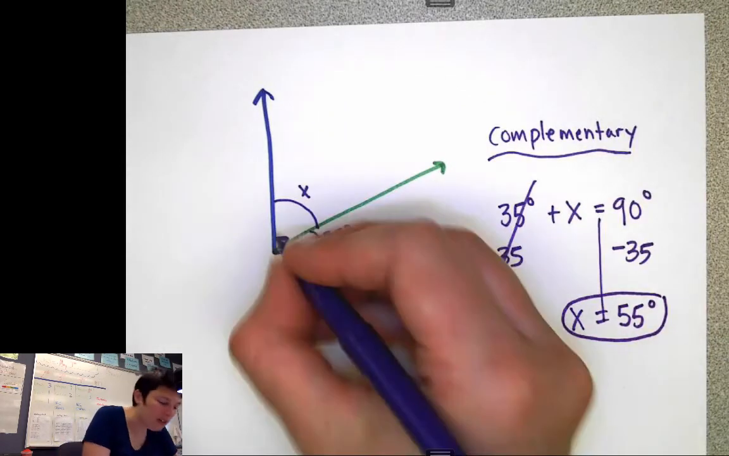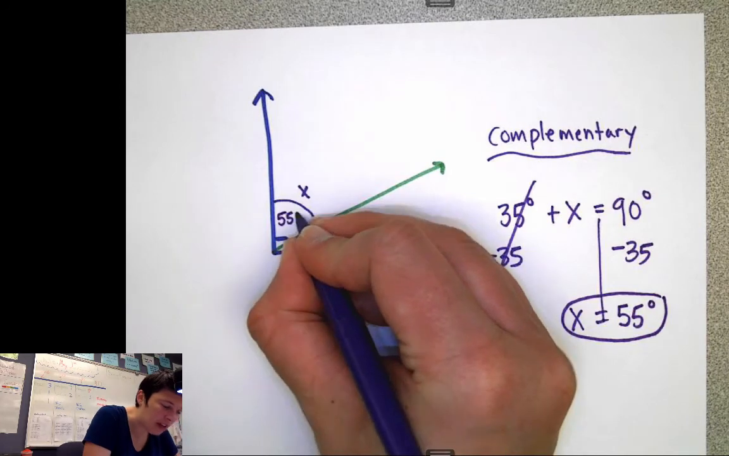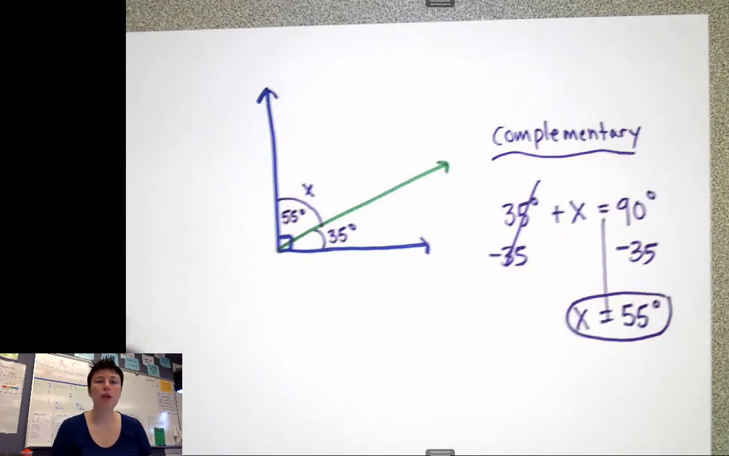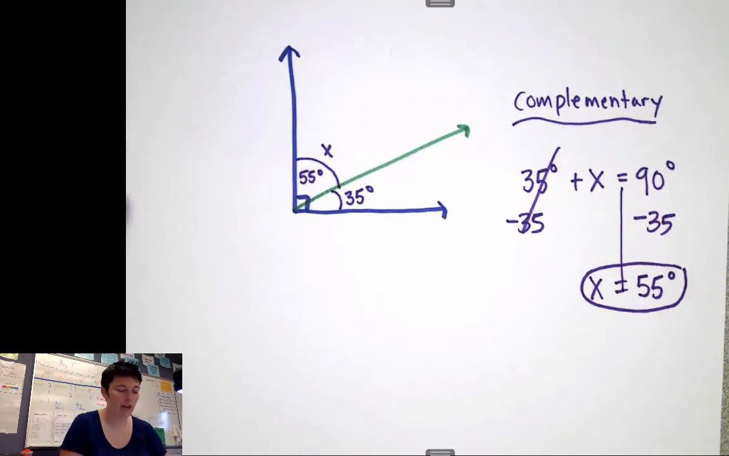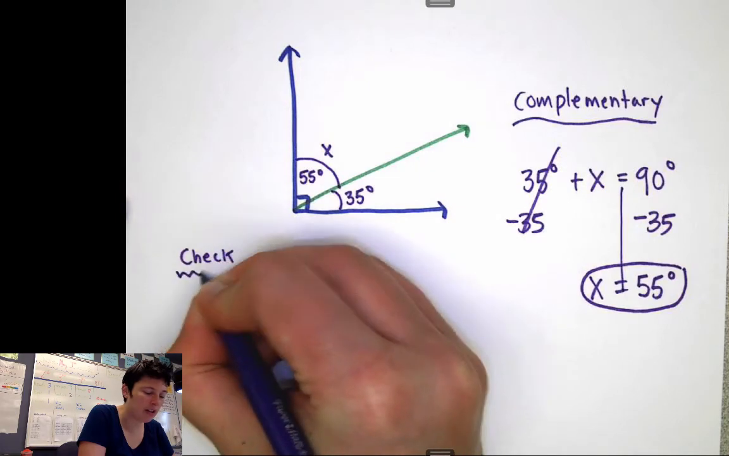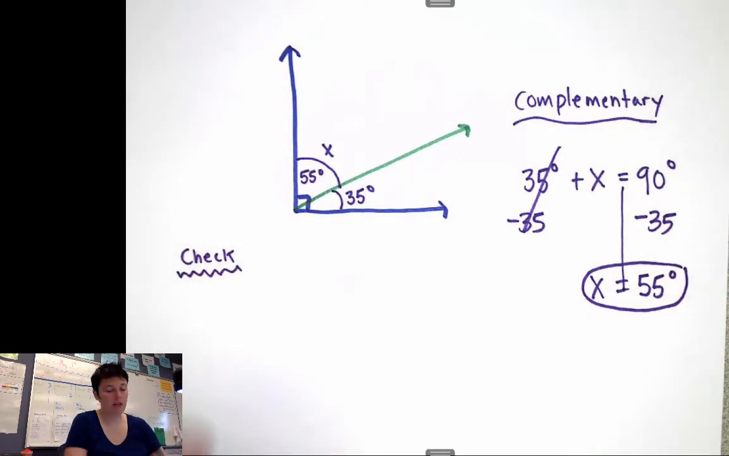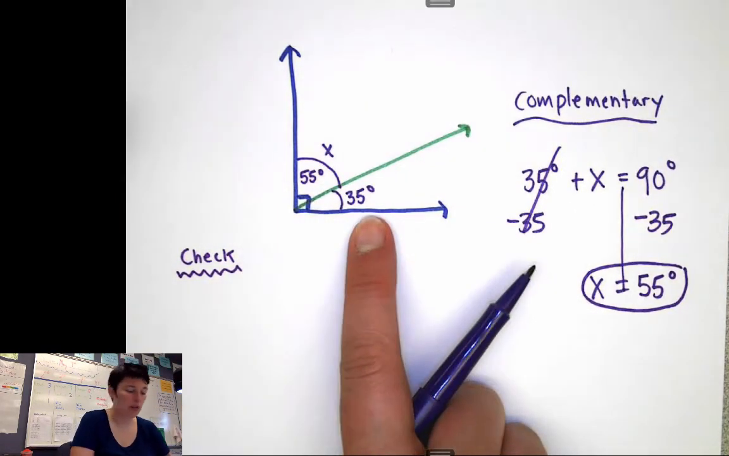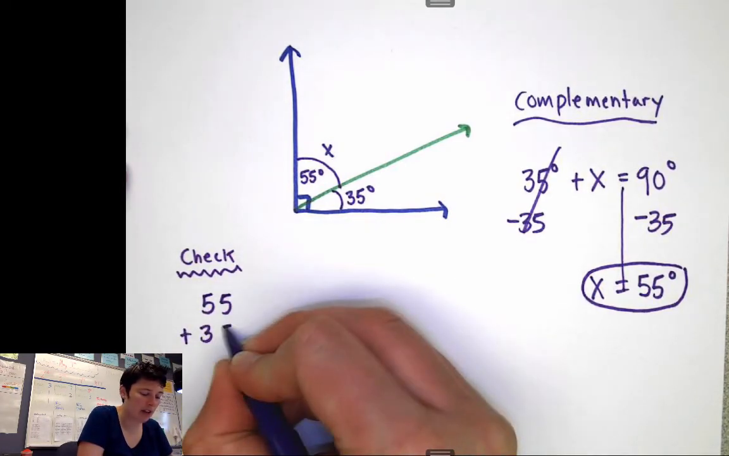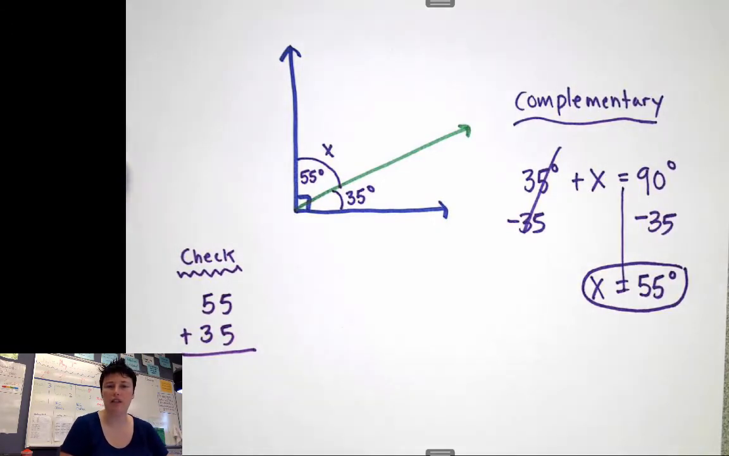That means over here, this must be a 55-degree angle. Now, if you're not completely sure, or maybe you want to show a little extra work and kind of prove that you're right, we can do a quick check over here. The check on this is going to be fast. These two angles are supposed to make 90. So to check it, I'm going to make sure 55 plus 35 actually adds up to 90. If it does, then I feel pretty good about it.